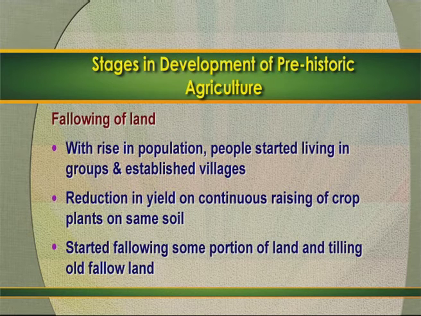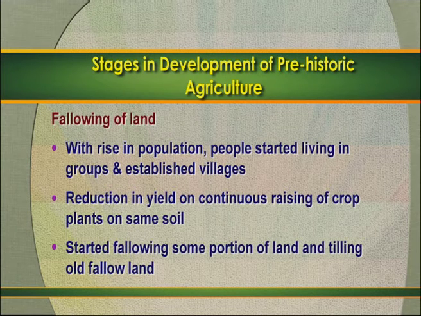With the rise in population, people started living in groups and they stabilized the villages. Because they were living in the community, they might have observed the reduction in yield due to continuous raising of crops on the same soil. So, with this experience, they started fallowing the new land and tilling the old fallow lands.